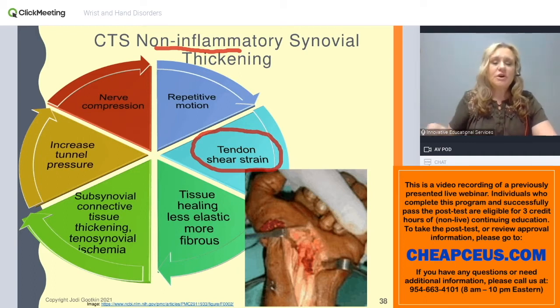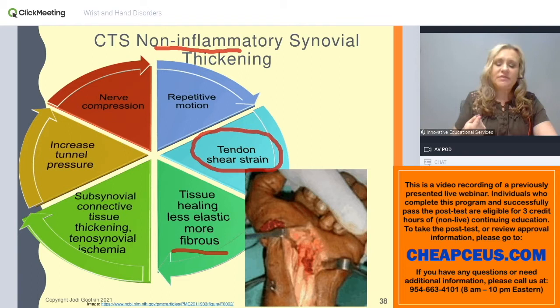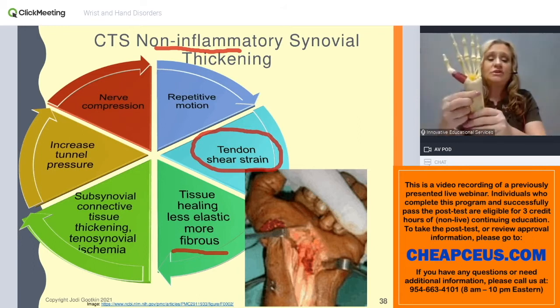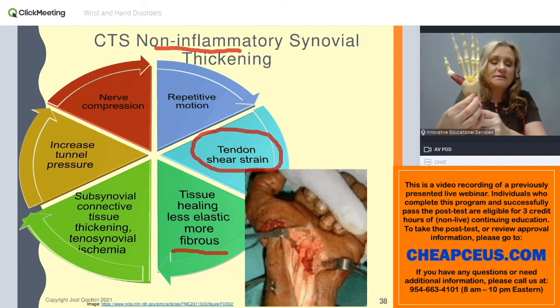In doing so, as those tendons are healing, it tends to be more fibrotic tissue that develops. It has a lower threshold tolerance to the shear stresses with movement. And then it is going to also increase in its bulk in this tendon as it's healing.